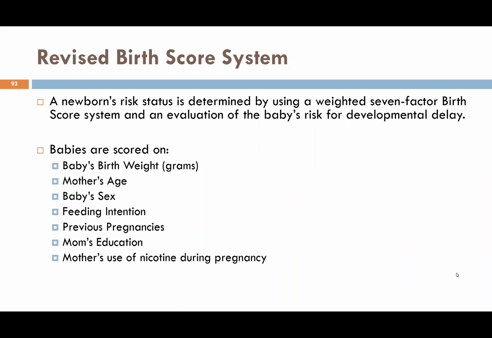The 7 factors that were deemed relevant for predicting infant death within the first year of life are listed there. So you have baby's birth weight, maternal age, sex of the baby, feeding intention, previous pregnancies, mom's educational level, and then whether or not mom smoked during pregnancy.